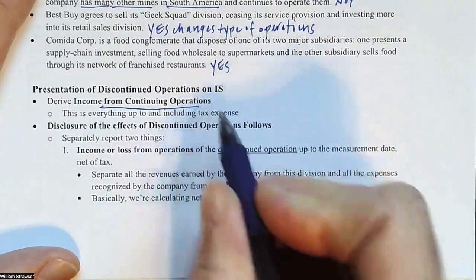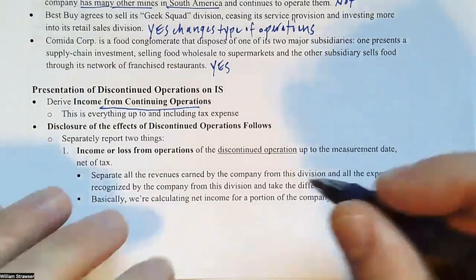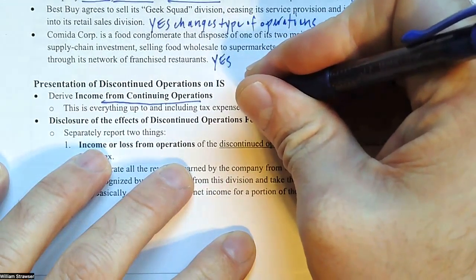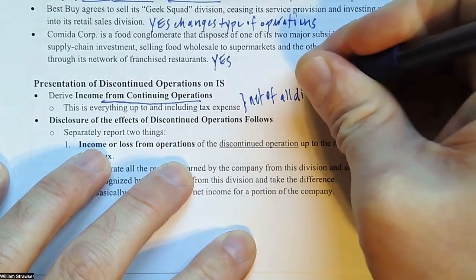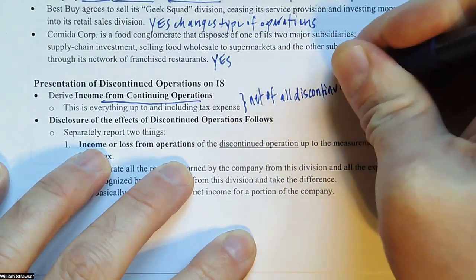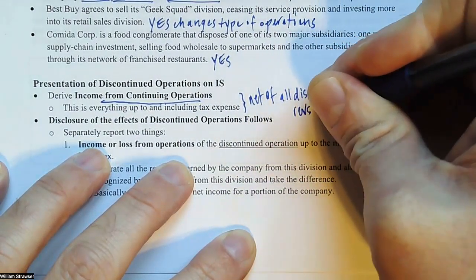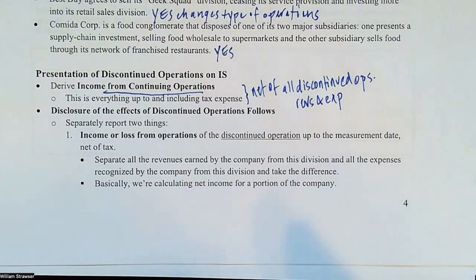And so that's really the first step when we are disclosing disc ops, is that you have to assess everything, including tax expense, but only for the portion of the company that's continuing. So this is net of all discontinued operation revenues and expenses, just like that example.